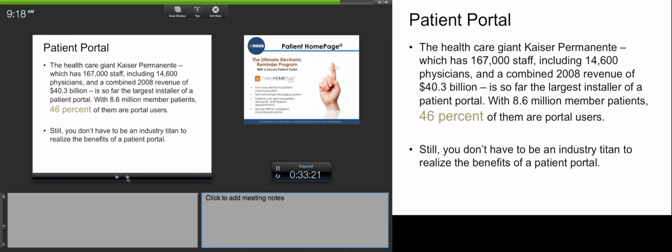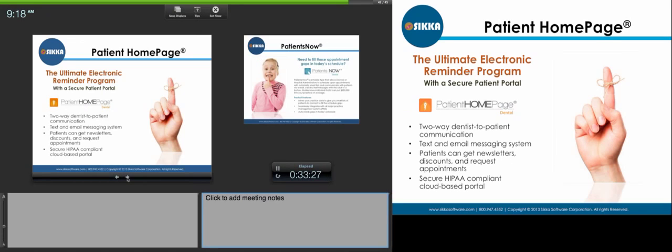Kaiser has a great success story in that almost 50% of their patients are patient portal users. But you don't have to be an industry titan to realize the benefits of a patient portal. We have a patient homepage, and if you're not using patient homepage or a patient portal system, you absolutely should try out the patient homepage. And you can ask my team how to get information about this. It's the best patient portal out there.